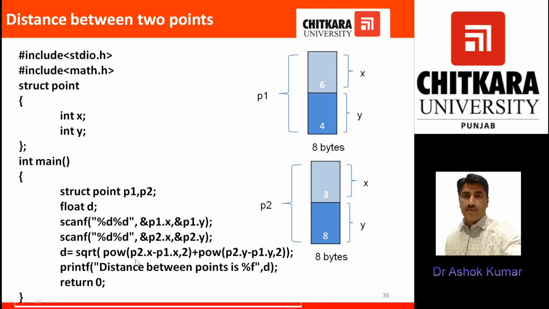This will find p2.x minus p1.x squared. We are using the pow function to find x2 minus x1 raised to power 2. p2.x is basically 3, p1.x is 6, so this will give you minus 3, raised to power 2 will give you 9. So this power function will give you 9, and the second power function is p2.y, which is 8, p1.y is 4, so 8 minus 4 is 4, so this power function will give you the square of 4, that is 16. 16 plus 9 is 25, and the square root function will find the square root of 25, that is 5. So the value of d will be 5 or 5.0, and the next line will print the distance between points is 5.000.